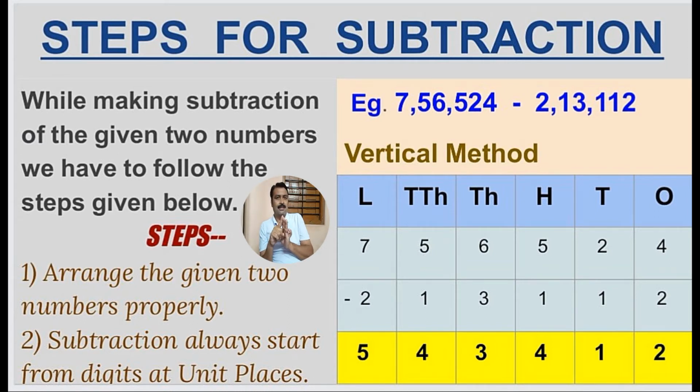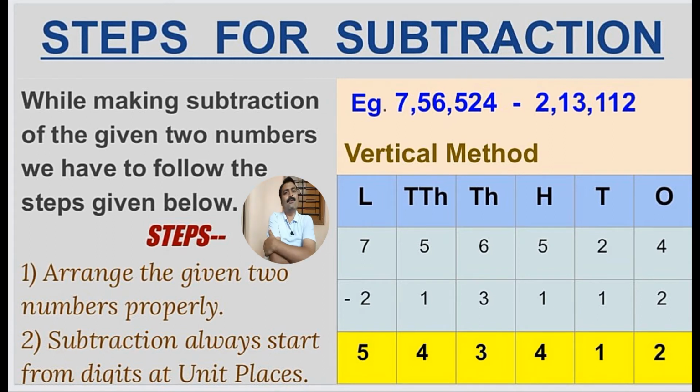Next column, 10,000. 5 minus again 1. If we take away 1, there is remaining 4 only. So we write 4. After that, the last subtraction, 7 minus 2. From 7 we take away 2, that's remaining 5. So 7 minus 2, we got the answer as 5. After making the subtraction, we got the final answer as 5,43,412. So this is the difference of the given two numbers. This is the meaning and the steps for subtraction with the help of one example.